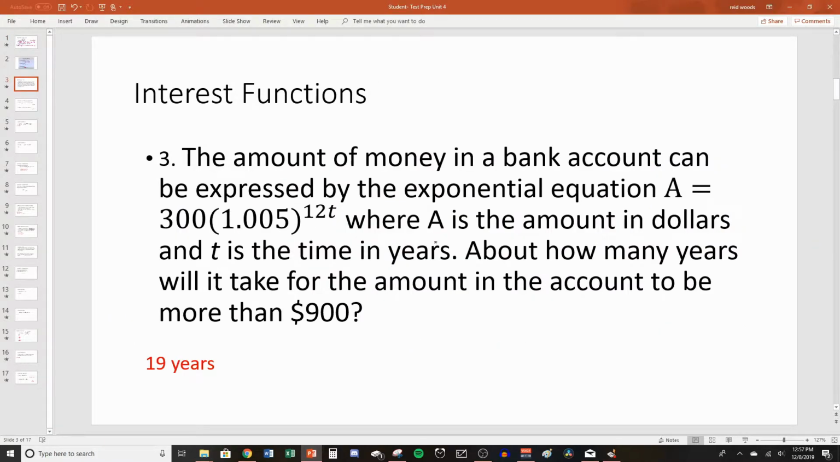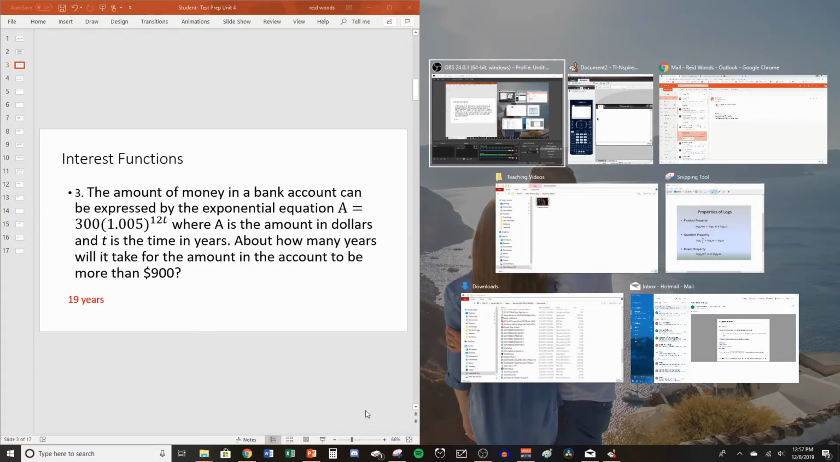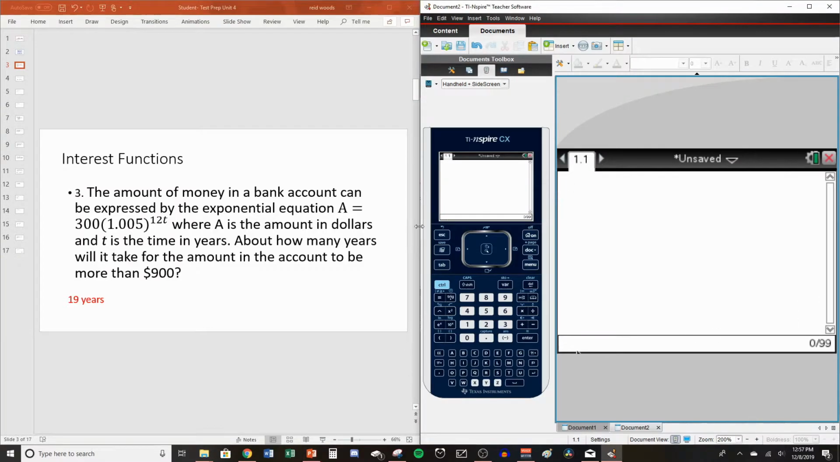This one here, the amount of money, this is number 3. The amount of money in a bank account can be expressed by the exponential equation A equals 300 times 1.005 to the 12t, where A is the amount in dollars and t is the time in years. About how many years will it take for the amount in the account to be more than 900? In this one, we're not having to set up an equation or anything. All we're going to do is use our calculator to answer this question.